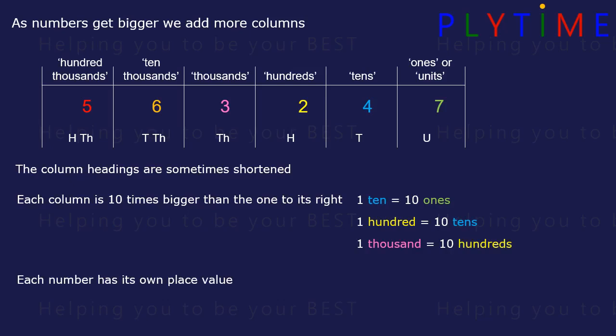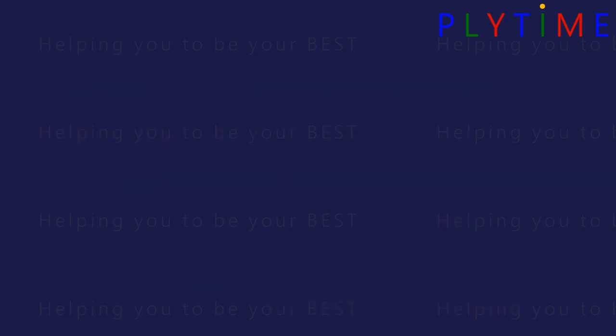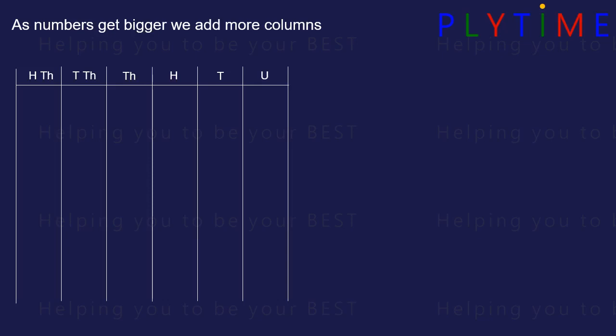Each number has its own place value. The value of the 2 is 2 hundreds or 200, and the value here of the 6 is 6 10,000s or 60,000. As numbers get bigger, we add more columns.